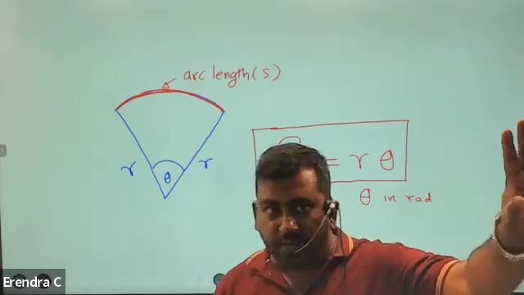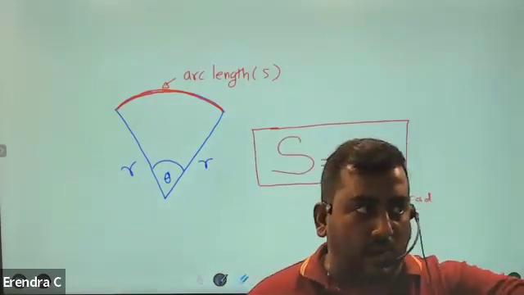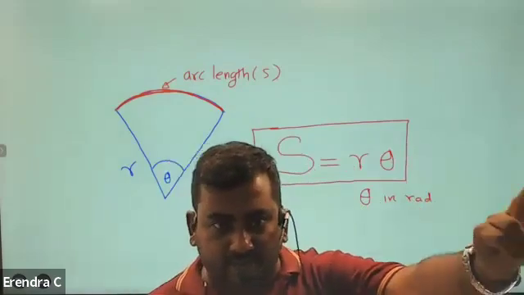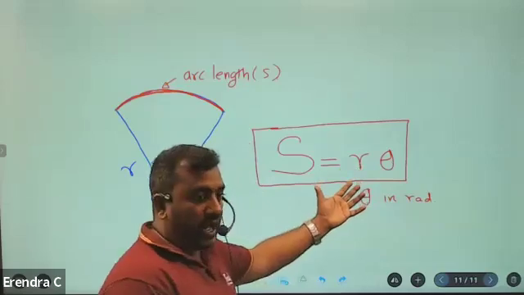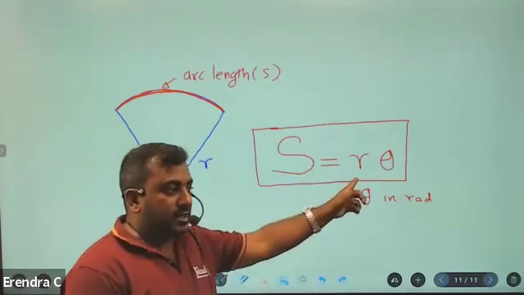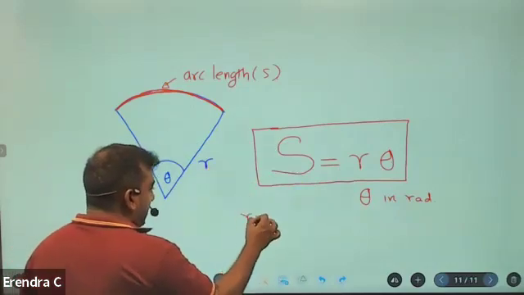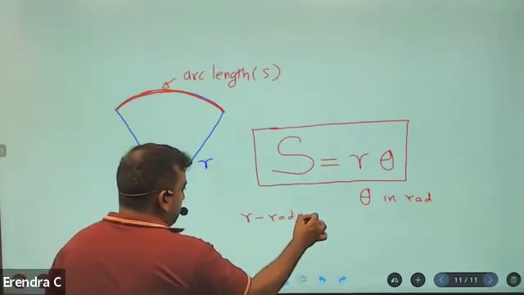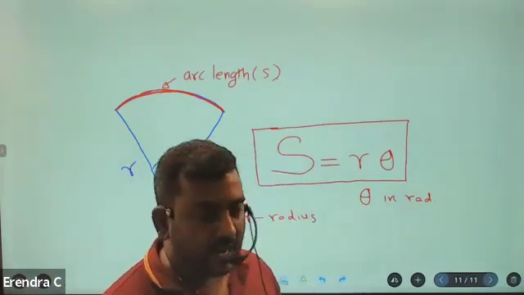So what have you learned? 7 fundamental quantities, 2 supplementary quantities, how to convert degrees to radians, radians to degrees. You now know how to find the arc length. Arc length is S equal R theta. Theta you substitute always in what? Radians. And remember R is the radius.